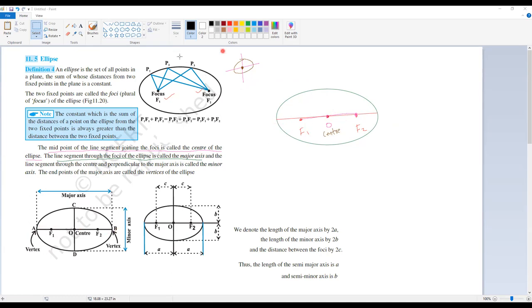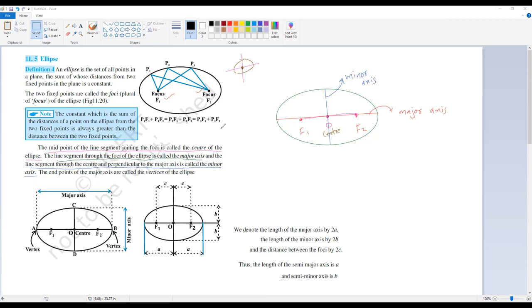that line has a particular name, this is known as major axis. Okay, this is known as major axis. Then the line segment through the center and perpendicular to the major axis, that is known as minor axis. So if you draw a line segment through the center perpendicular to the major axis, this is known as minor axis of the ellipse.